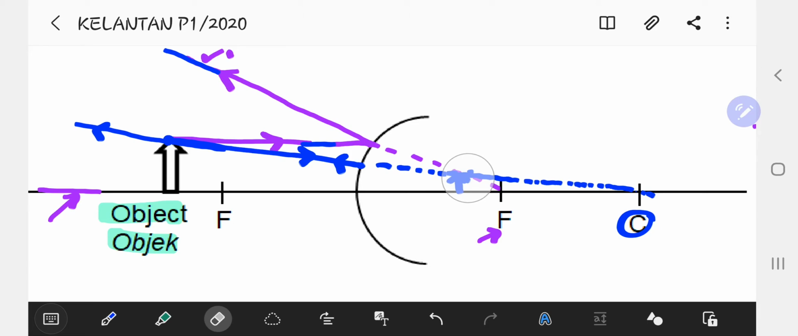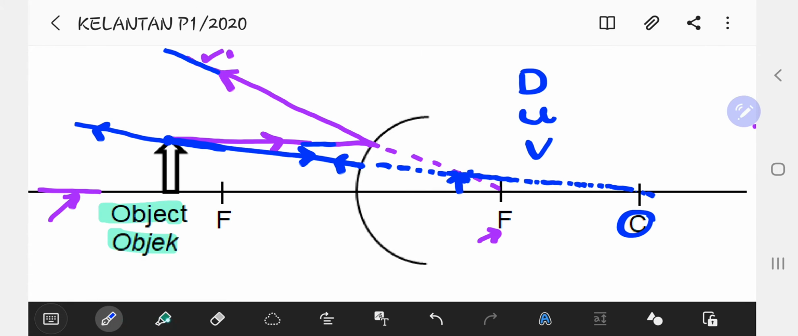So this image is behind the mirror, which means virtual. And you can also see it is upright. And the size is smaller compared to the object, so this is diminished. Boleh faham? Always diminished, upright, virtual. So cara lukis sekali lagi.